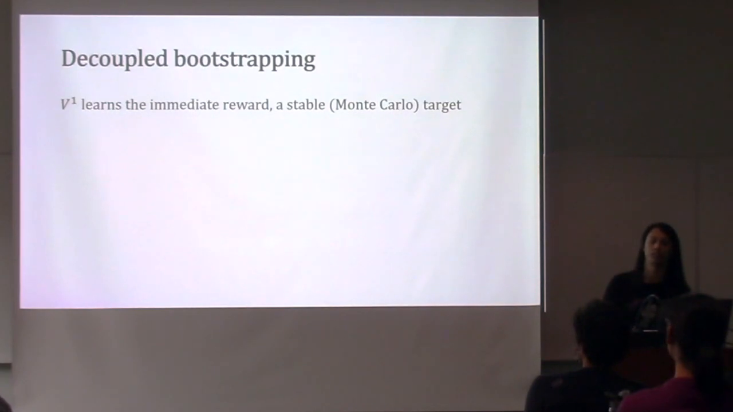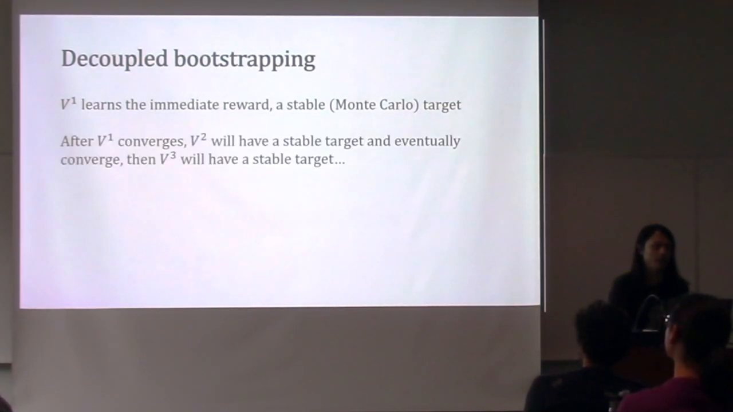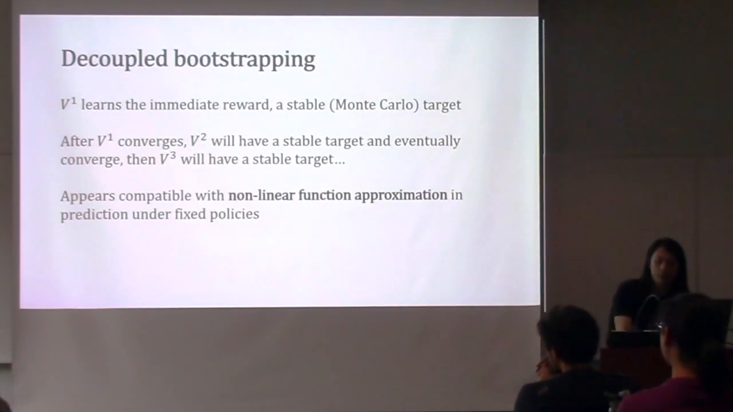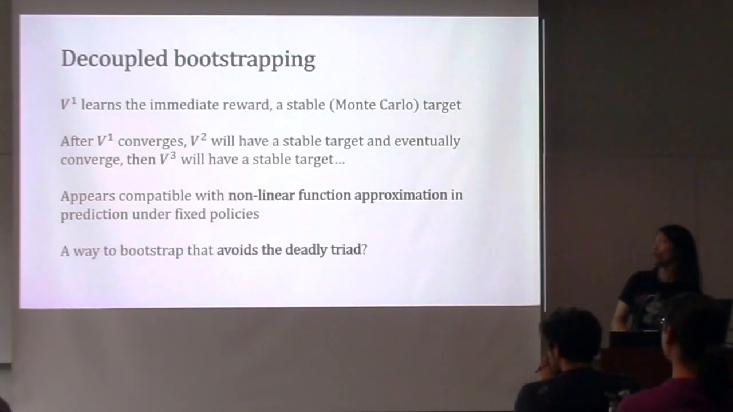the first horizon is effectively learning the immediate reward, which is a stable Monte Carlo target. And so this will eventually converge if you have a fixed policy. And then the second horizon will have a stable target and eventually converge. Then the third horizon will have a stable target, and so forth. So this appears generally compatible even with nonlinear function approximation in the prediction setting, as long as you have a fixed policy. And this can also be viewed as maybe a way to bootstrap that avoids the deadly triad, because this seems generally compatible with function approximation and off-policy learning.